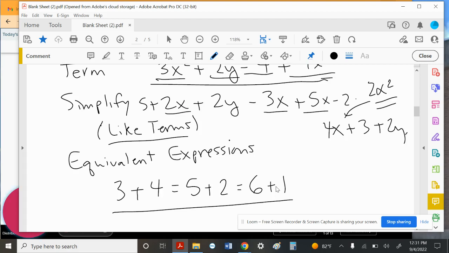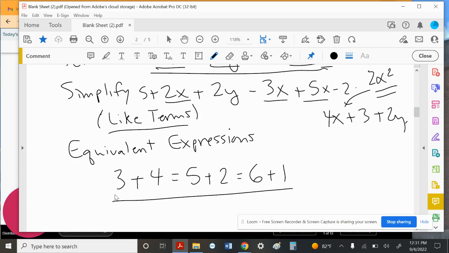And then the last thing is equivalent expressions. That just means that if I can figure out a way to write 7, 3 plus 4 has to equal 5 plus 2, which has to equal 6 plus 1. All these are expressions. If it doesn't have an equal sign, it's an expression. All those expressions represent the same number. So that is equivalent expressions.